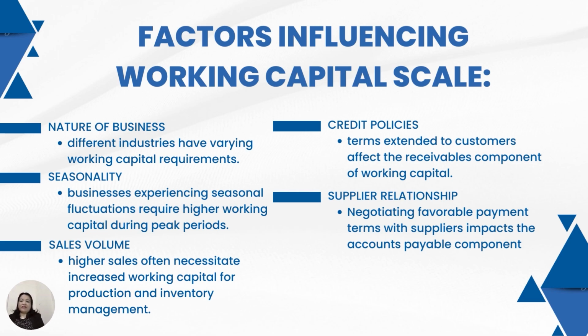Next is the supplier relationship. The last one is the relationship with the supplier. Supplier relationships can significantly impact the scale of working capital, particularly in the accounts payable component: negotiating favorable payment terms, discounts, supplier reliability, price negotiation and supplier diversity can help companies manage their inventory levels and working capital requirements.